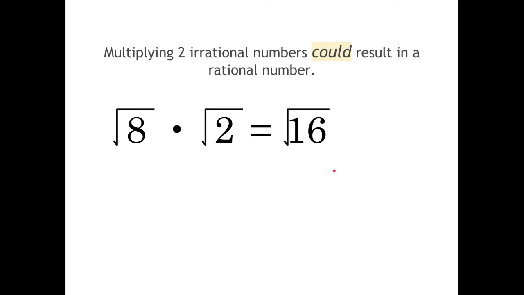Radical 16 is a perfect square because it has an integer that multiplies by itself to equal the radicand, which is 16. And that integer is 4, right? The square root of 16 is 4 because it means one number multiplied by itself is equal to 16, and that's 4. 4 is rational. Radical 8 and radical 2 by themselves result in irrational numbers. However, if you multiply them together, you get radical 16, which equals 4, a rational number. So you see, two irrational numbers could result in a rational number.